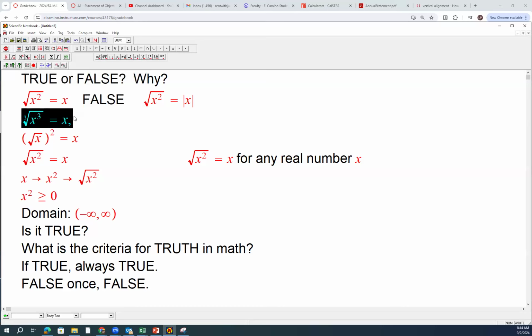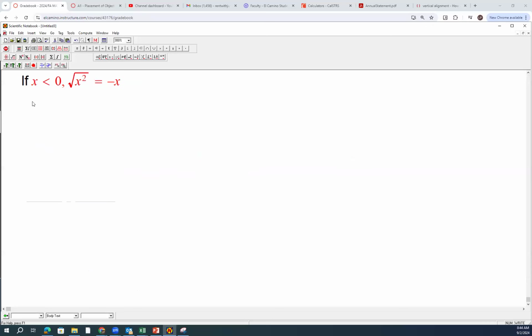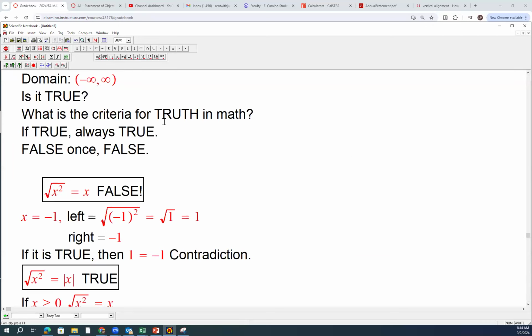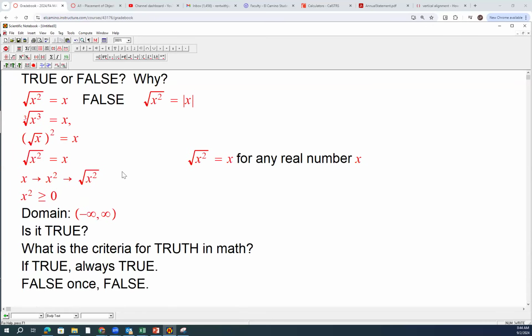Now, how about the second one? The second one, let me do it here then.